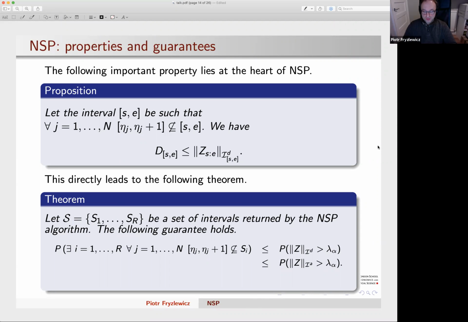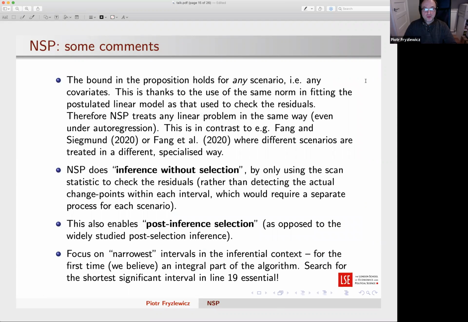Great, okay. Now, just a few comments. This bound in the proposition, in the theorem, holds for any scenario, for any covariates, and that's only because I use the same norm in fitting the linear model as I do to check the residuals. And this is new, I believe. I haven't seen this in the literature.